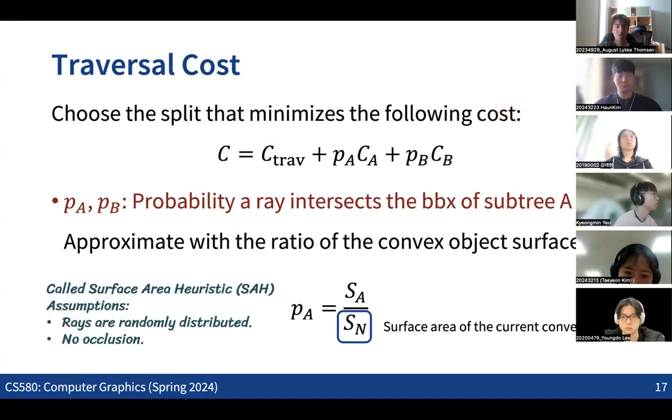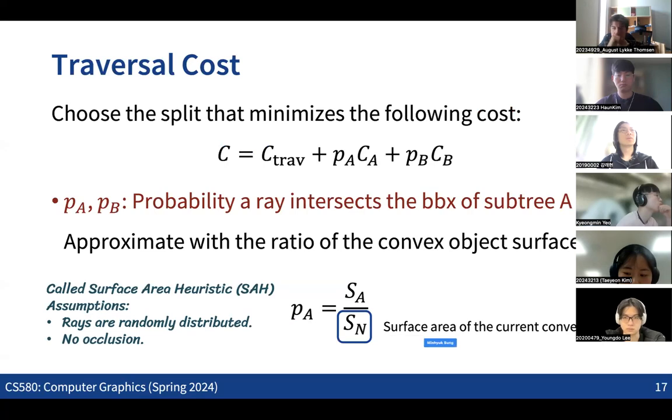This idea is called the surface area heuristic, which assumes that the rays are randomly distributed and that there is no occlusion in the space. With this assumption, we can simplify the approximation of the probability of how likely the ray will hit each subtree, based on the ratio of the surface areas of the bounding boxes.